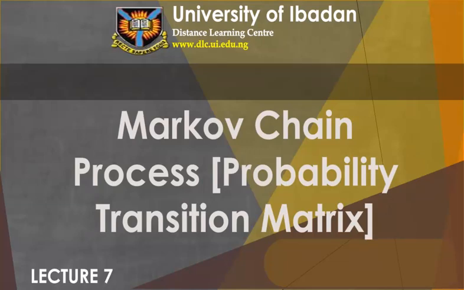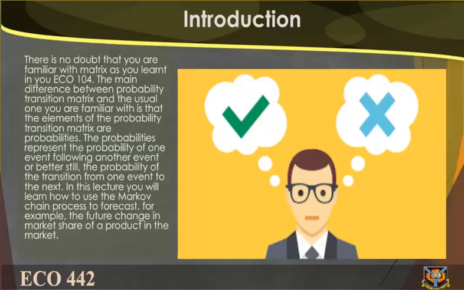Welcome to EC 0442 Study Session 7, Markov Chain Process, Probability Transition Matrix. Introduction. There is no doubt that you are familiar with the matrix as learned in your EC 0104. The main difference between the probability transition matrix and the usual one you are familiar with is that the elements of the probability transition matrix are probabilities.